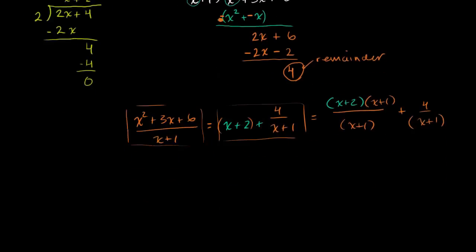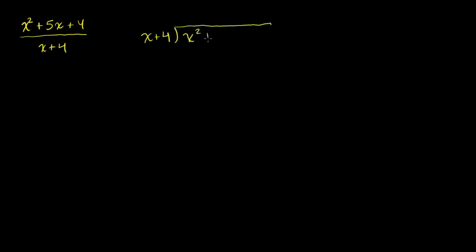Let's do another one of these. They're kind of fun. So let's say that we want to simplify x squared plus 5x plus 4 over x plus 4. So once again, we can do our algebraic long division. We can divide x plus 4 into x squared plus 5x plus 4.